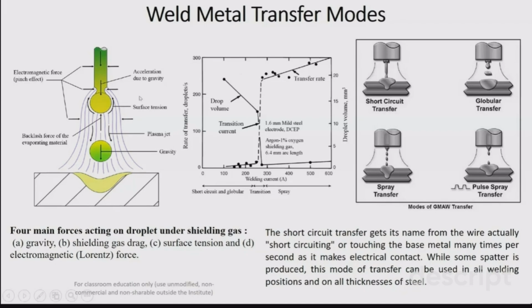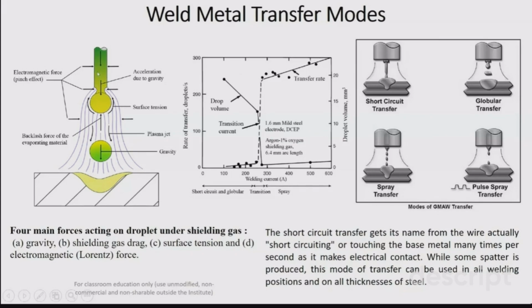Now we'll discuss how the droplets are generated. Whenever you apply the current and the potential difference between your electrode and workpiece, the gap between the electrode and the workpiece is ionized. Arc is generated. Due to the generation of this arc, melting of your workpiece and electrode happens simultaneously. At the same moment, an electromagnetic force, which is called the Lorentz force, is acting on the conductor, which is your electrode. This force will try to compress this conductor.